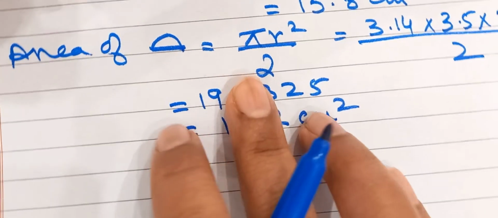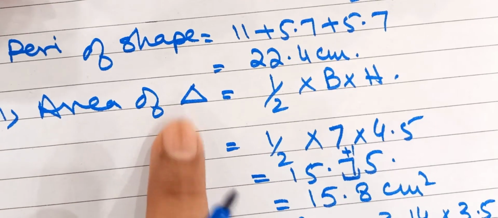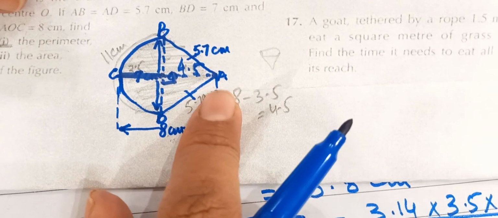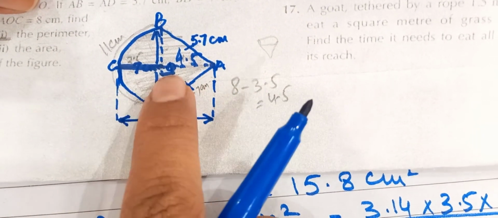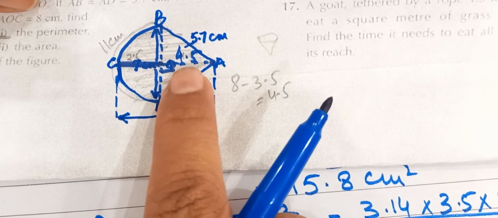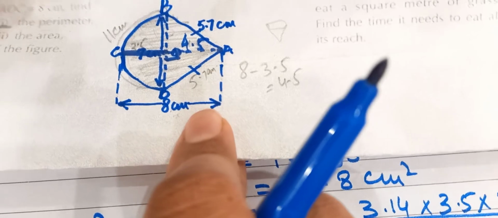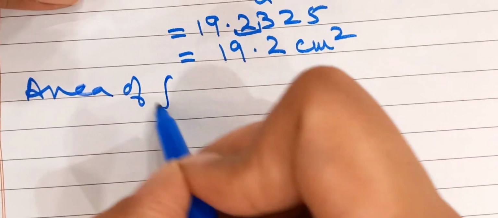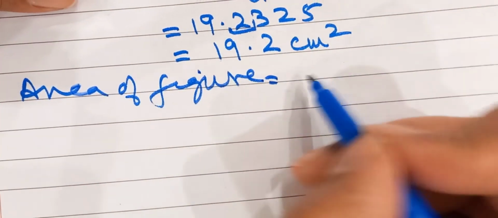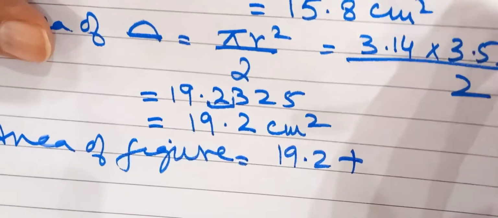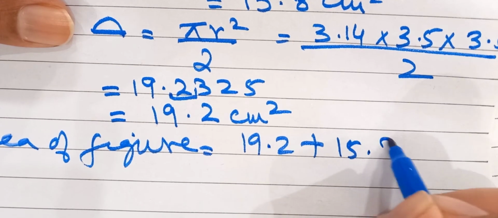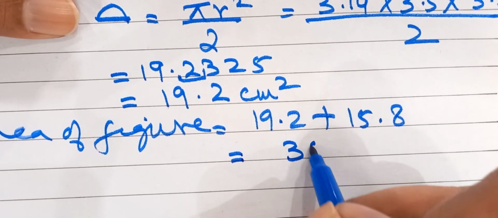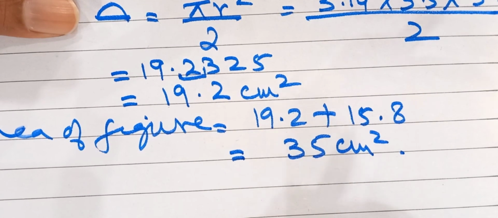Now this is the area of the semicircle, and we have already calculated the area of the triangle, and this shape is a combination of a triangle and a semicircle. So if I add the areas of both these shapes, I get the area of the figure. Area of figure is equal to 19.2 plus 15.8, which is equivalent to 35 centimeters squared, which is your required answer.